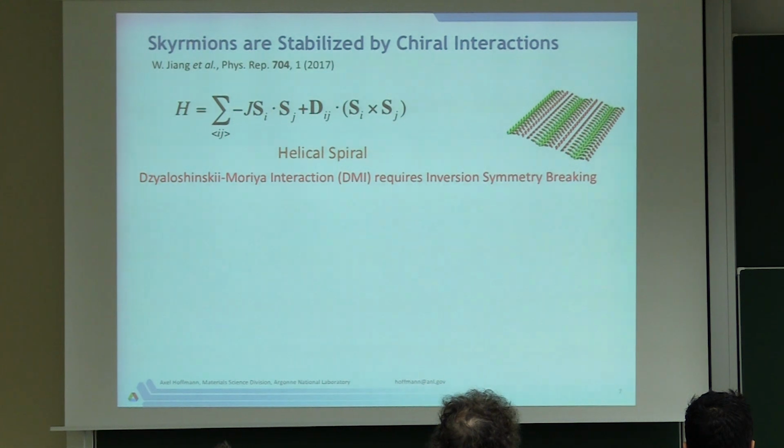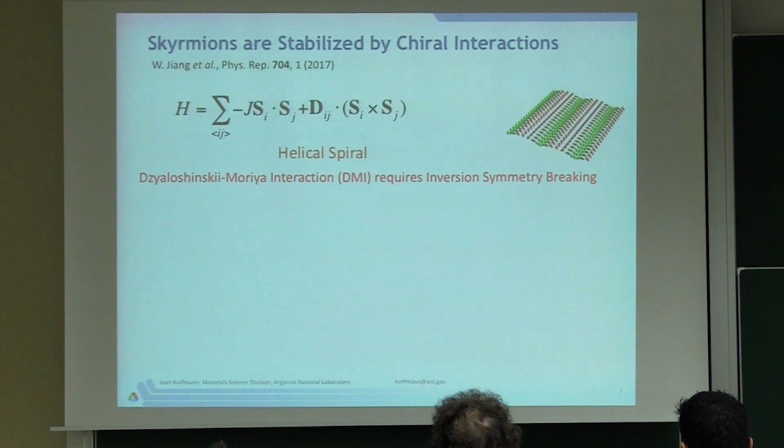Now, if you have both of these interactions in your sample, typically what happens is the spins are neither parallel nor perpendicular to each other, but they're at some intermediate angle, which just depends on the relative strength of these two interactions. And so this is how you get these helical spirals, which in these chiral magnets were known for decades.